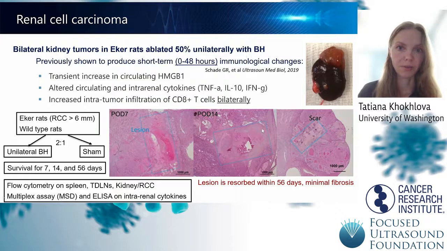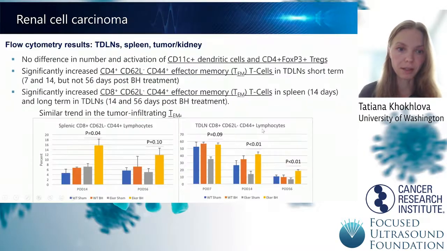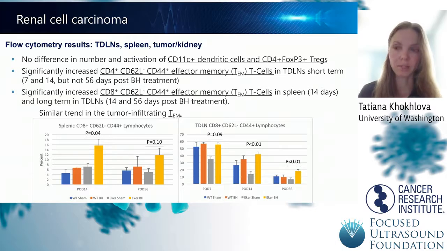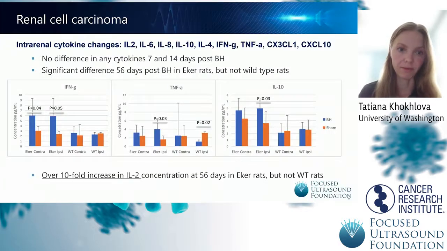And in terms of the population of immune cells, importantly, we found that there were more CD4 effector memory T cells in tumor-draining lymph nodes and CD8 effector memory cells in spleen and lymph nodes, only in the ECHO-rats and not in the wild-type rats, which indicates that not only is there evidence that there's longer-term adaptive immunity generated, but also it's tumor-specific.